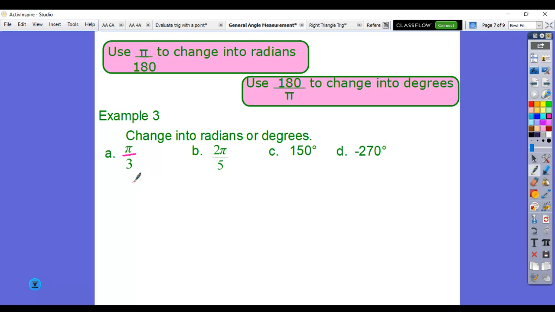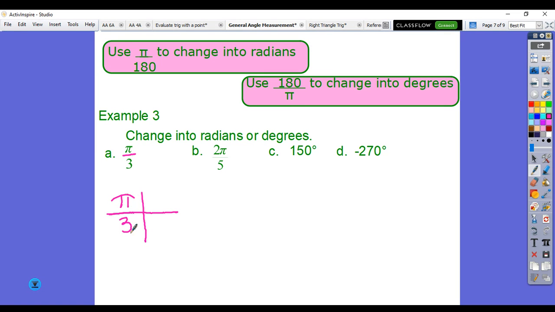Think of this, if you've ever had Mr. Wallace, he would talk to you about factor label. To me, that's all this is. So watch what we're going to do. I'm going to use this fraction bar for pi over 3. I'm just going to extend it.